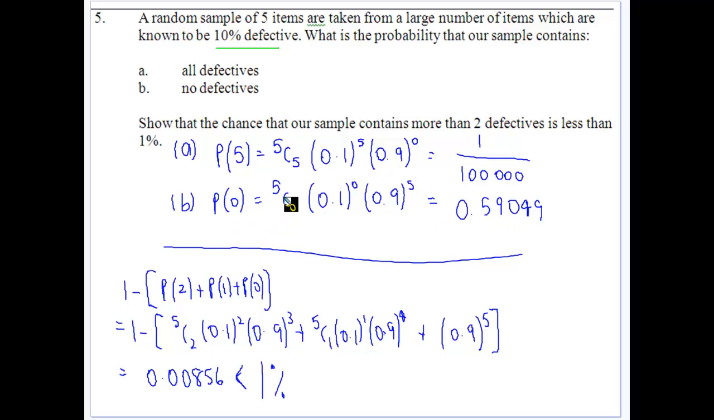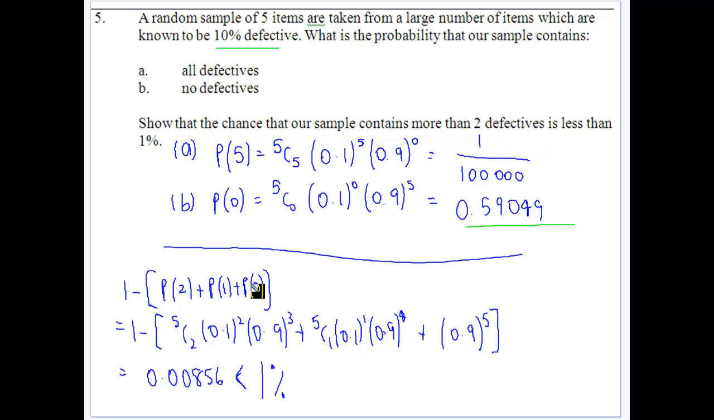The probability of no defectives would be 5C0, 0.1 to the power of 0, 0.9 to the power of 5, which gives us something more reasonable, 0.59049. And then show the chance that our sample contains more than 2 defectives.